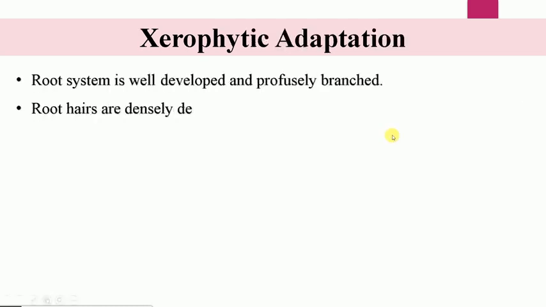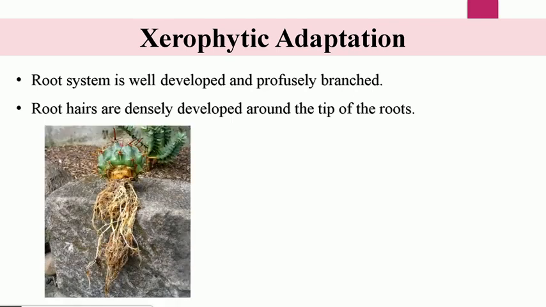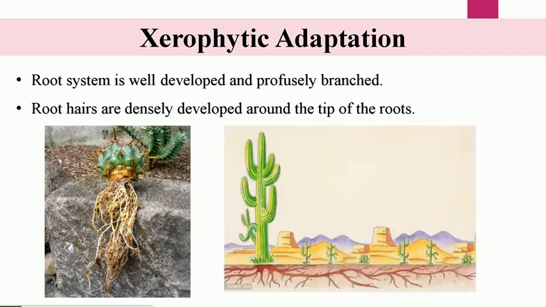As for xerophytes, the root system plays a vital role in their survival, and it is very well developed and profusely branched. The root hairs are densely developed around the tip of the roots. The root system is much more developed than the shoot system. And you can see in this figure, the root is much more branched and it is distributed over a large area to absorb every drop of water in that particular area.